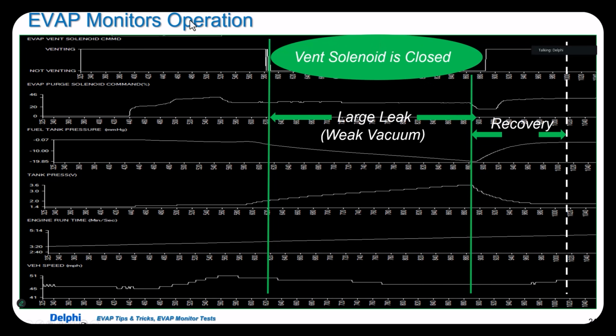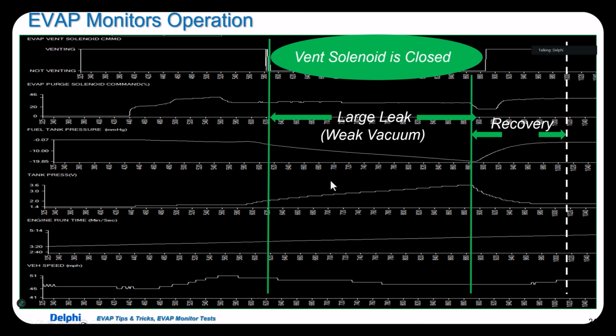And again, just to review here, GM had a second system called EONV. We're still going to use a vent solenoid, but on the EONV, as I showed you earlier, it only does the large leak and only does a recovery. So I've noticed the purge is never closed here. It is always open. The tank pressure is rising.